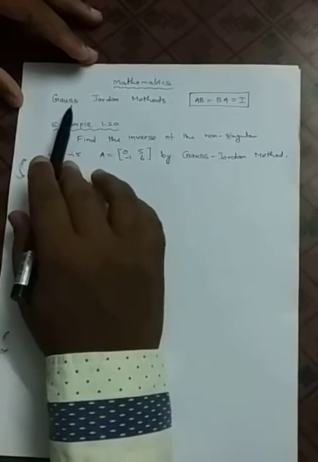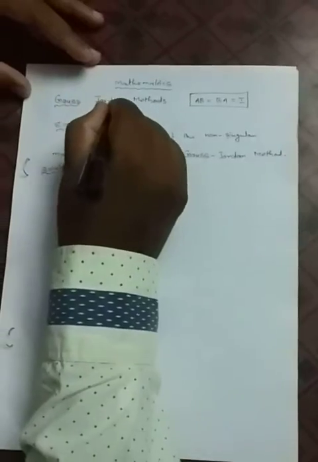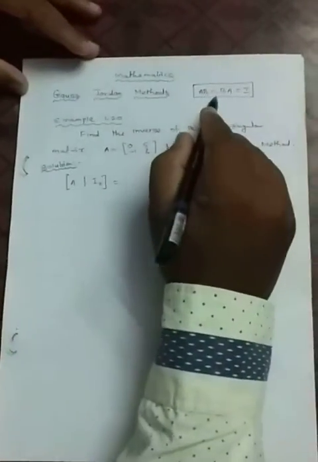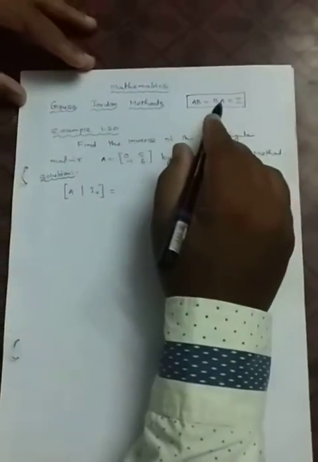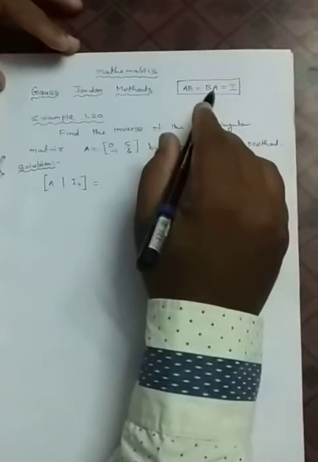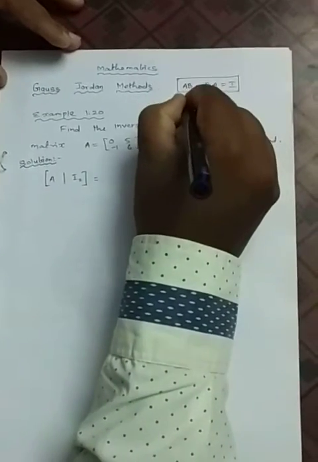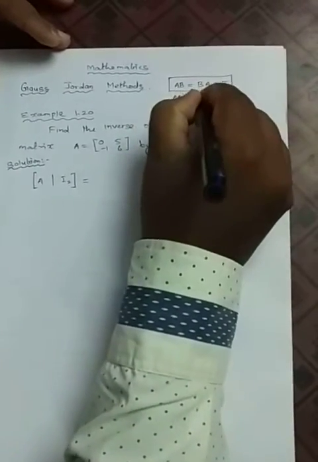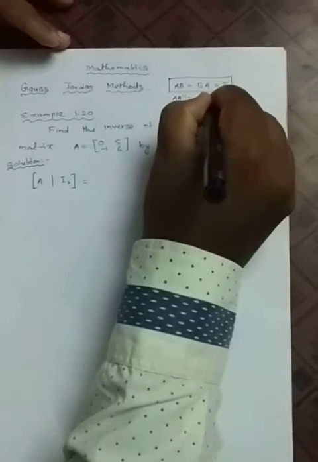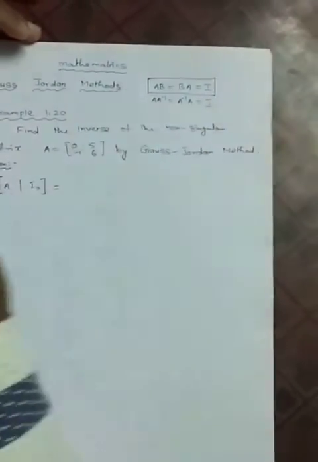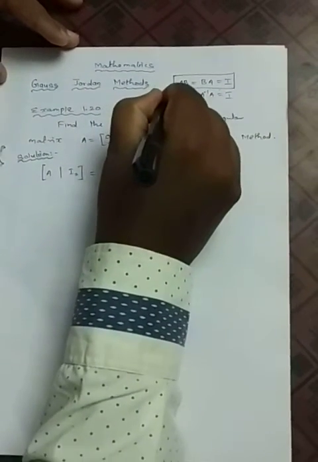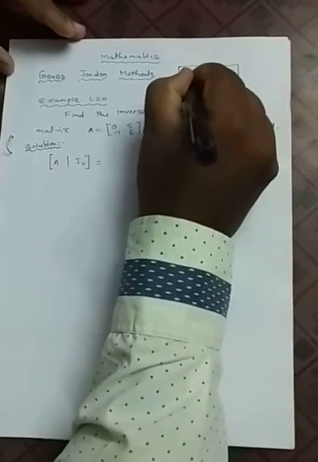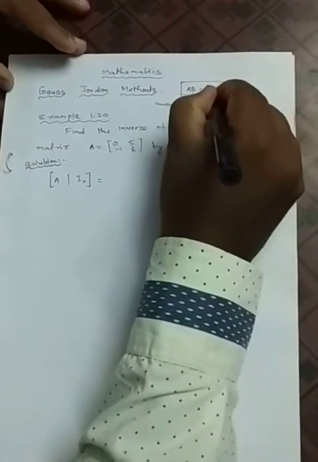Now we are going to see the Gauss Jordan method. What we have to know is the simple thing, that AB equals BA equals I, which we have already discussed in inverse. In inverse, A times A inverse equals A inverse times A equals I. That's what we say in the inverse definition, but in place of B we have written A inverse. That is the same thing.